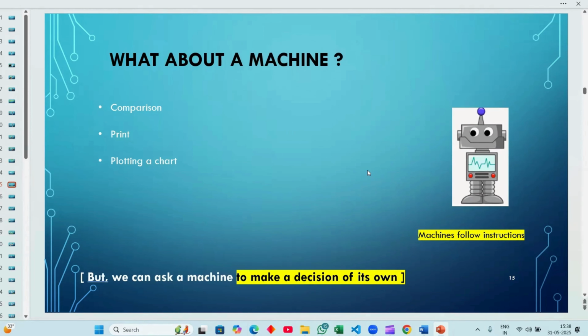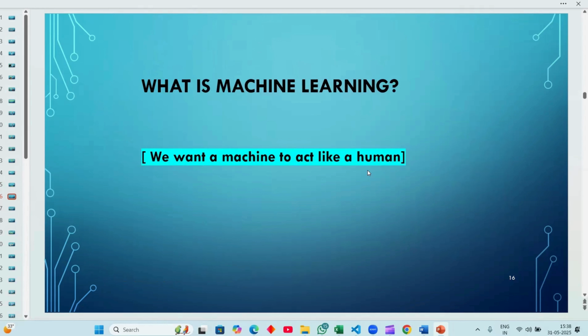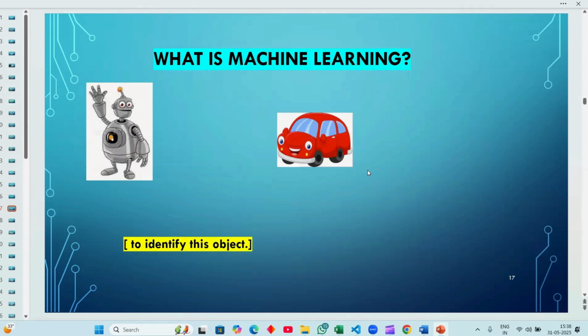And now if I ask about comparisons, print, plot, and chat, we cannot ask a machine like that to make decisions of its own. Okay, we want to assign the inputs. Okay, what is machine learning? We want a machine to act like a human. Here the concept of machine learning comes in. So here we want to make the machine learn.